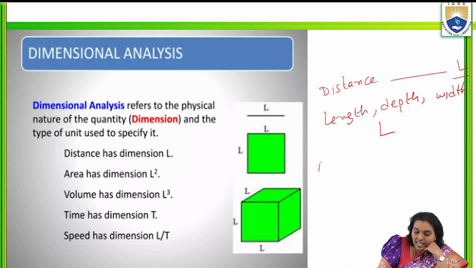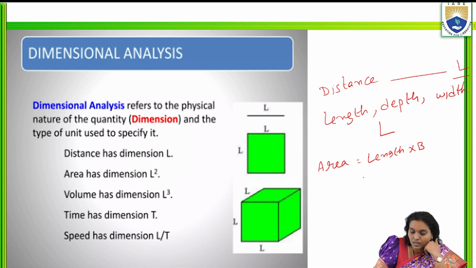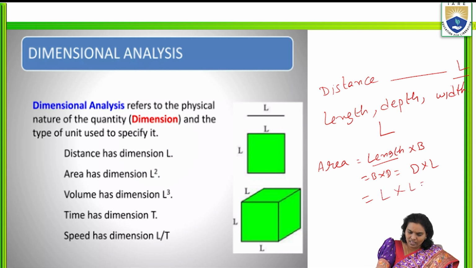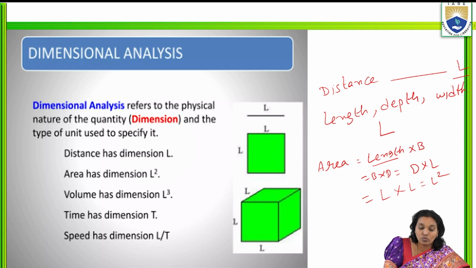Coming to area, sometimes it may be length and breadth, or depth and length, depending upon the requirement. Not only length comes under distance, breadth is also in terms of distance. That's why L into L is equal to L square. So this is the dimensional unit for area. Like this we have to understand all the dimensions.